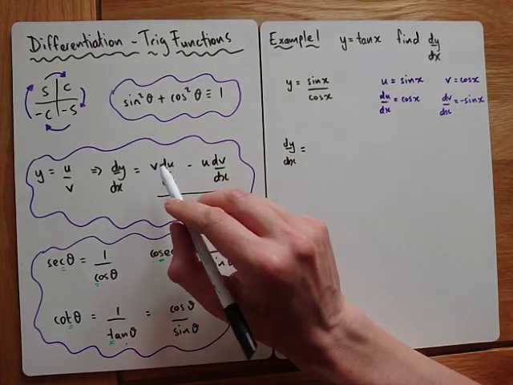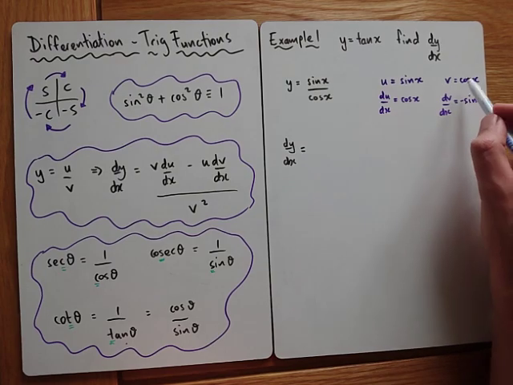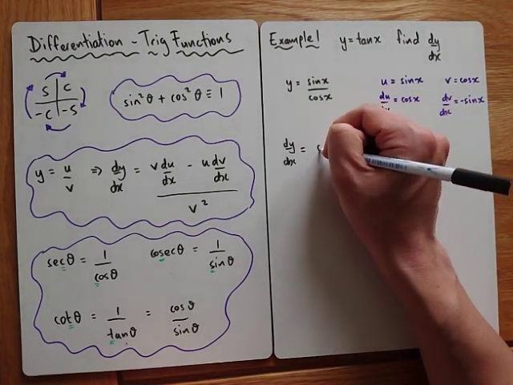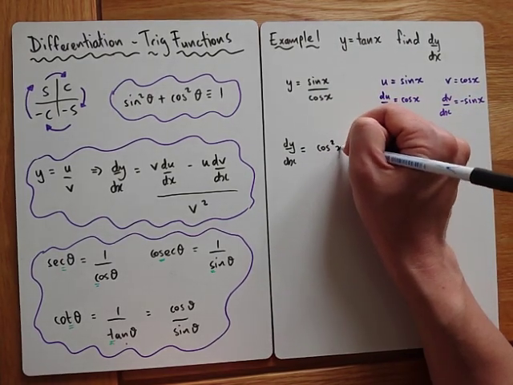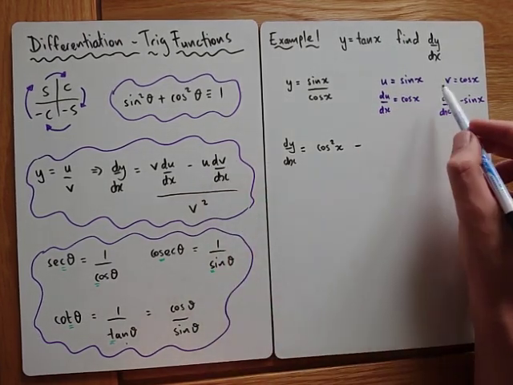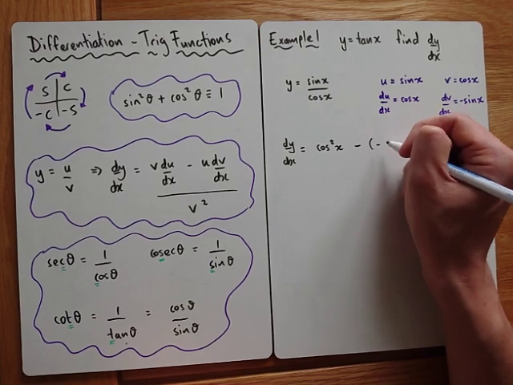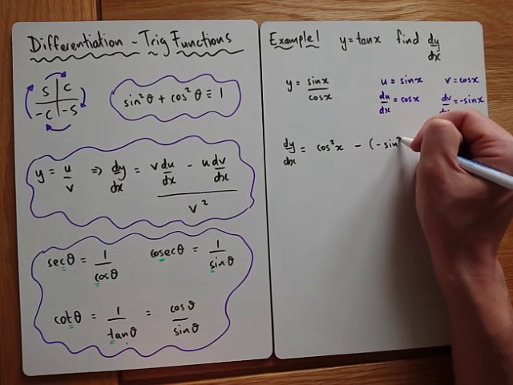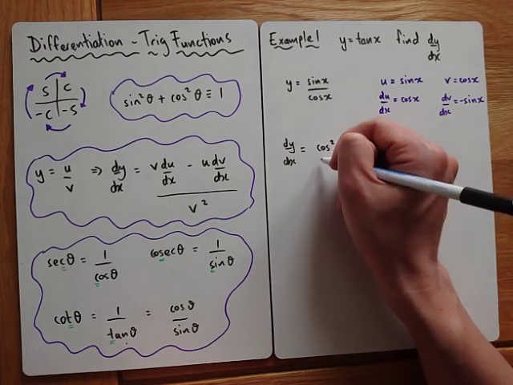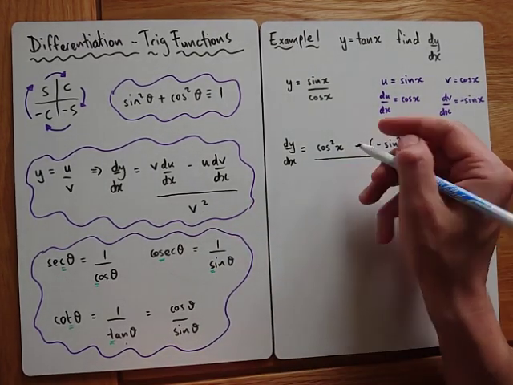Into our quotient rule. So it'd be v times du, so it's cos times cos. I'm going to write that as cos squared, minus u times dv. So u times dv is sine times sine, but there's a minus, so that's going to be minus sine squared. All divided by v squared, which is cos squared.